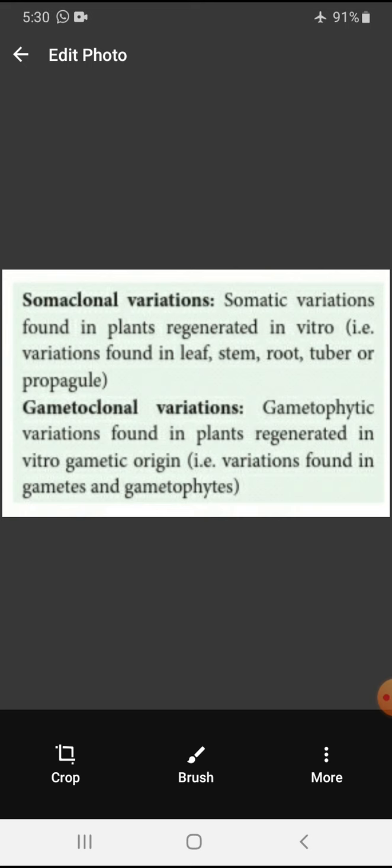Then gametoclonal variation: the gametophytic variation found in plants regenerated in vitro from gametic origin, that is, variation found in gametes and gametophyte. So in somaclonal variation, the variation found in leaf, stem, root, tuber or protoplast is nothing but somatic cell variation. Whereas the variation found in gametes and gametophyte is known as gametoclonal variation. What is a gametophyte? In algae and bryophytes, the plant body is called the gametophyte. Variation occurring in the gametophyte is called gametoclonal variation.